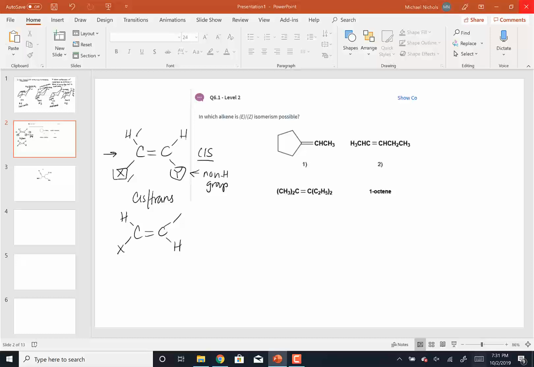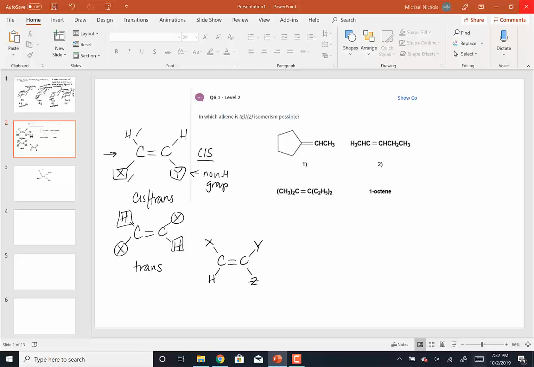Down here, I'll just change this to a Y group. If I said, what is this? You would say trans. And it wouldn't matter whether you were looking at the two hydrogens or the two non-hydrogen groups. You would get the same answer. So when does E and Z come into play? E and Z comes into play the minute that you have a minimum of three non-hydrogen groups attached to the double bond.